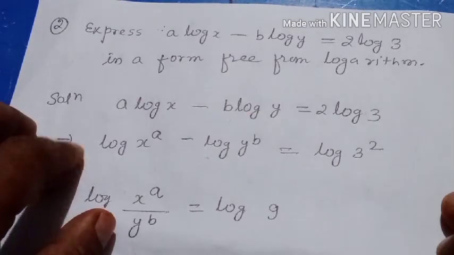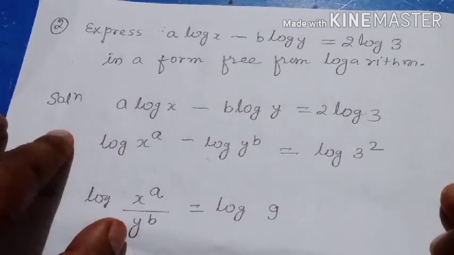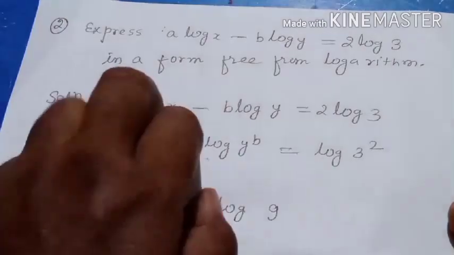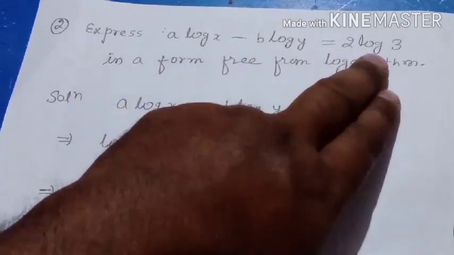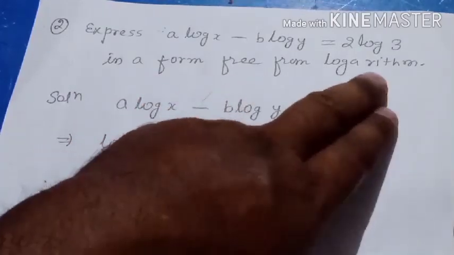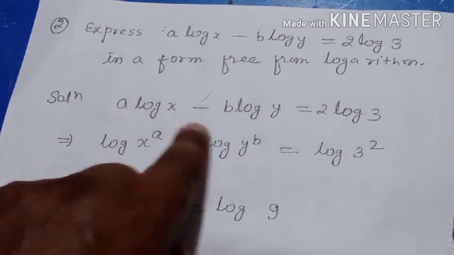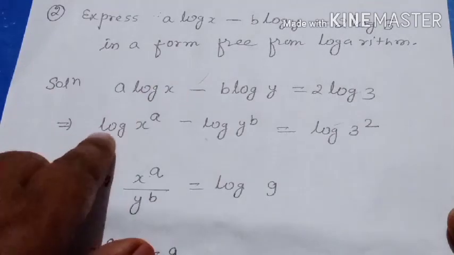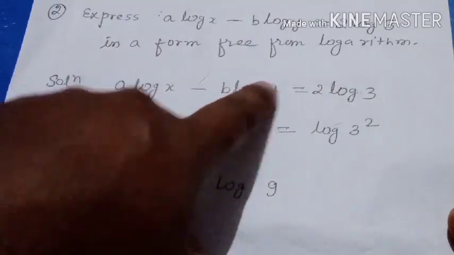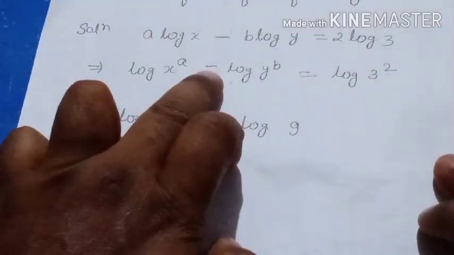The next example is where we are going to convert a logarithmic expression into an expression without logarithm. The question is written here: express a log x minus b log y equal to 2 log 3 in a form free from logarithm. So we don't want logarithm. So what will we write? Write the sum a log x minus b log y equal to 2 log 3. This a will be shifting here, so log x to the power a. b will be shifting here, log y to the power b, that is equal to 2 is shifting here, so log 3 to the power 2. And we already know that in log, when there is subtraction, we do division.